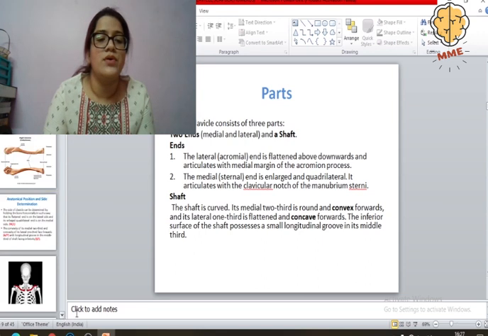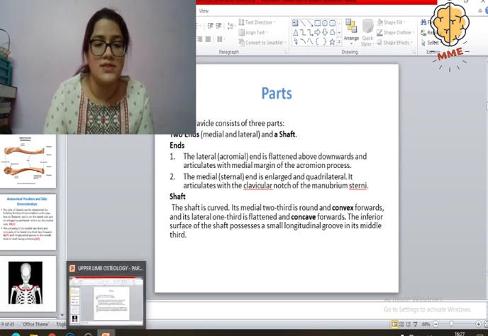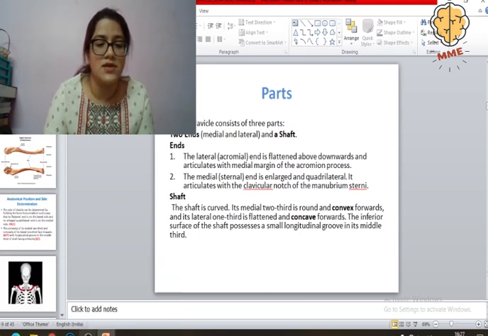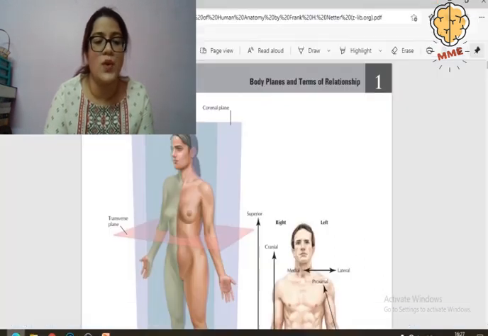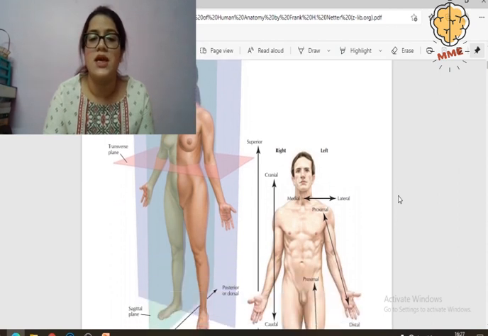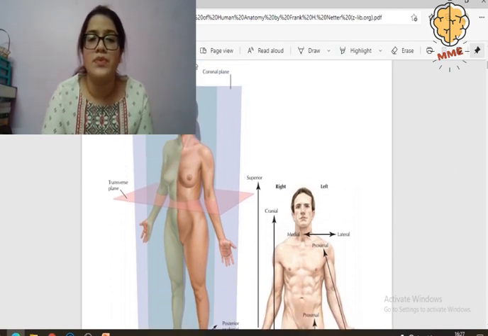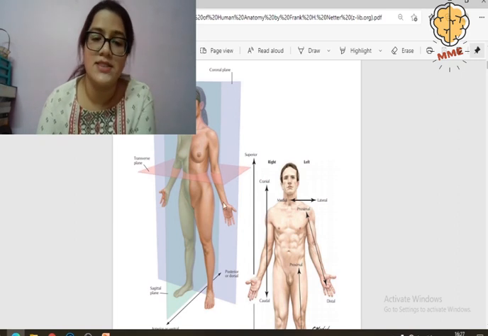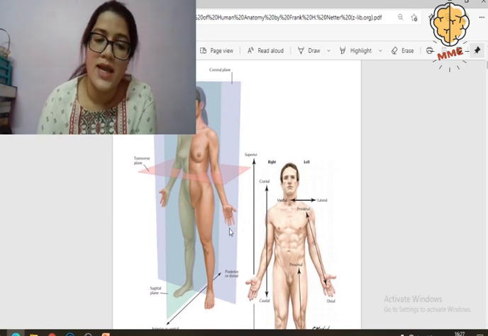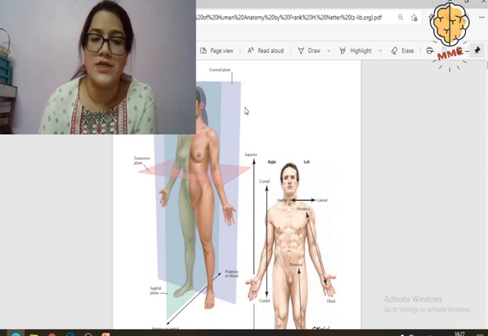Now, before proceeding any further, let's clear this confusion of medial and lateral. So what is medial and what is lateral? You see, our body can be divided into planes. This plane over here is the coronal plane, and what does it do? It divides the body into an anterior half and a posterior half.